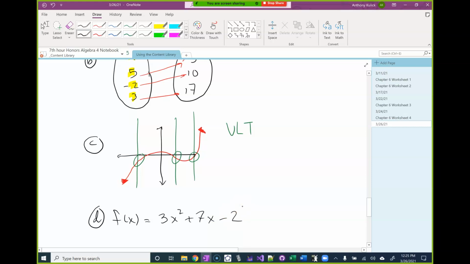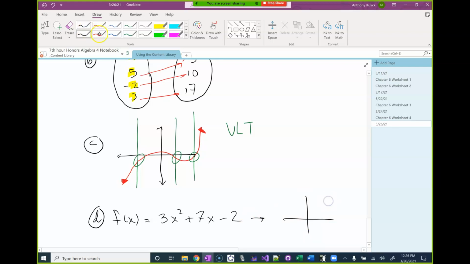And then the last way we represented a function would be with an equation. Oftentimes we'll use y equals or we'll use f of x equals. It doesn't really matter. They're basically just different notations to represent the same idea. And I know this is a function because 3x squared plus 7x minus 2 is quadratic, and all quadratics are functions, because I know the graph is going to look like a U, which would pass a vertical line test, right?